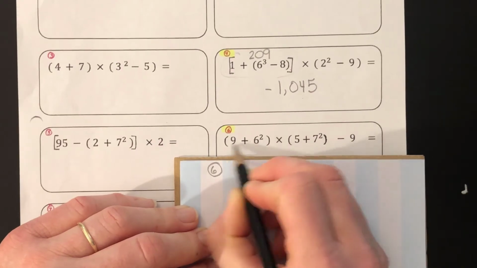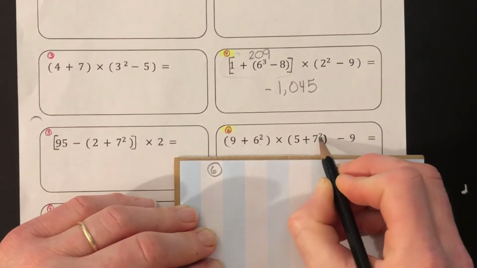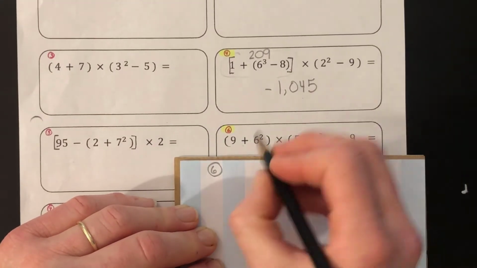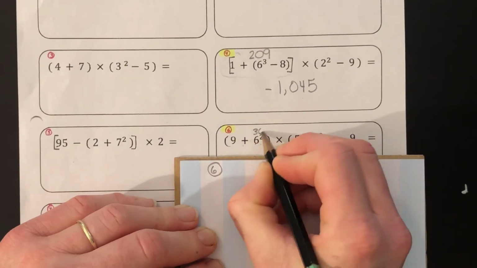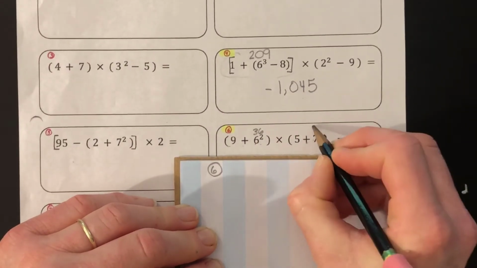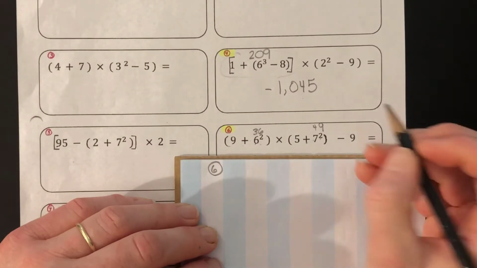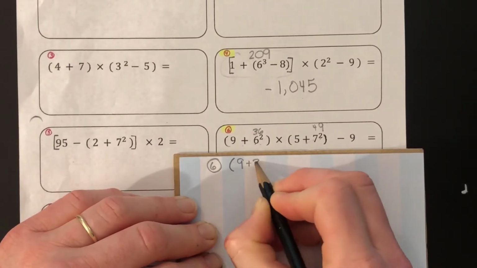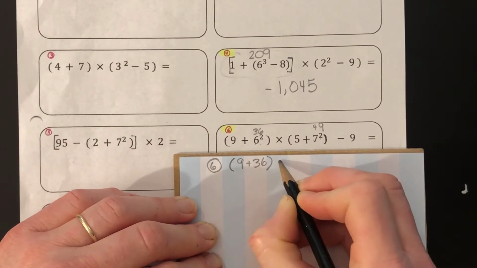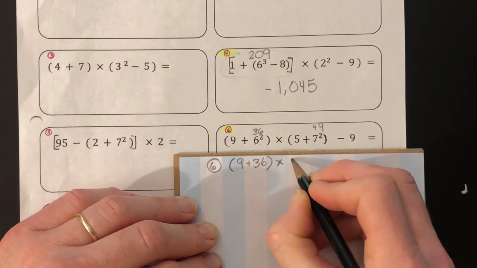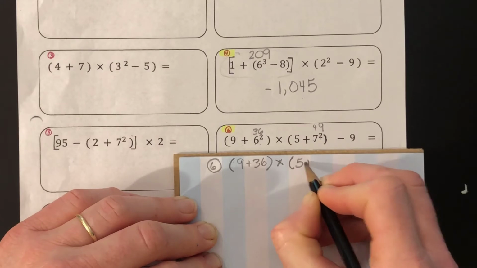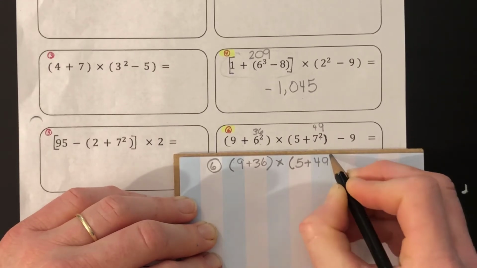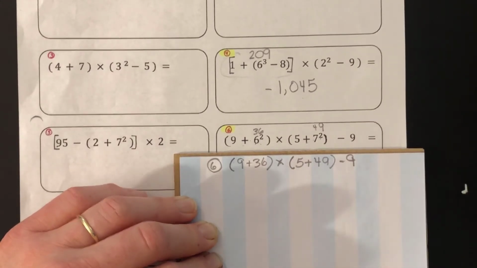I know that inside each there are 2 operations. You do exponent first. 6 squared is 36. 7 squared is 49. So I have 9 plus 36 times 5 plus 49 minus 9.